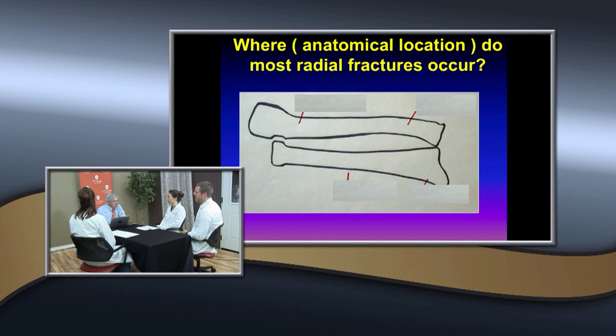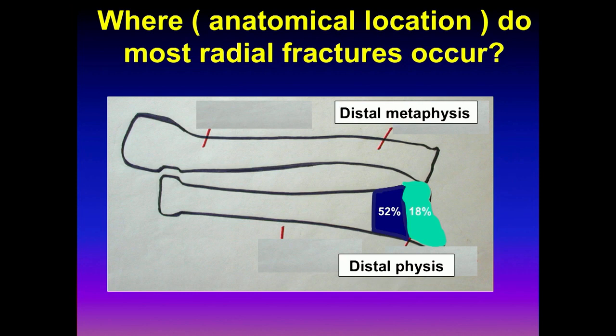Now, where do they mostly occur in the radius? Where do you see most radius fractures in the emergency room? We're talking about the whole radius. The metaphysis, that's right. About 52% occur in the metaphysis. And then you add on here the distal physis. So that means that 70% of the fractures that you see in children are going to occur either in the metaphysis or the physis.